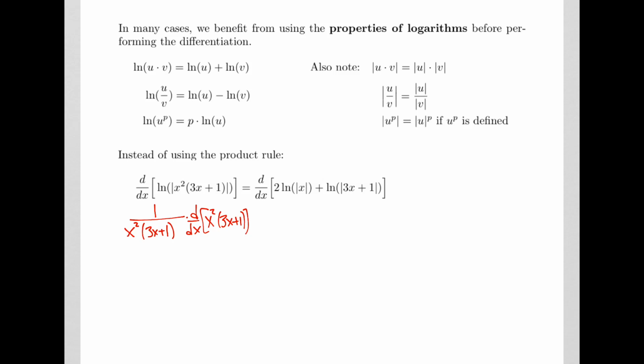And sometimes this one's not so bad, sometimes that's not very desirable. The rule for using these properties is to think about each term, each factor. If I go back and look at this formula, I have a factor of x squared and a factor of 3x plus 1 inside. And so each factor gets its own logarithm. So let's label them this way.